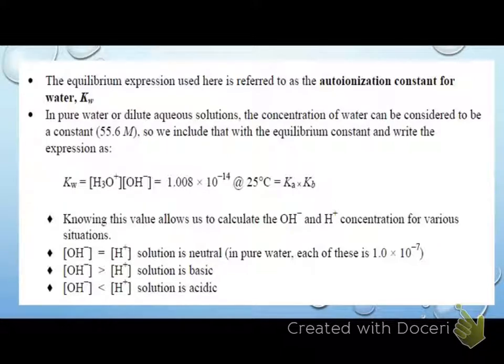Okay? So if your hydrogen concentration is greater than your hydroxide, then you have an acidic solution. If your hydroxide is greater than your hydrogen, then you have a basic solution. And if they're equal, then you have a neutral solution. Okay? Does that make sense? Yes. Good, because it should.